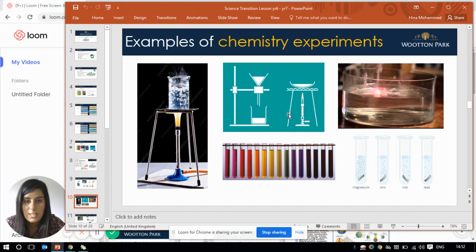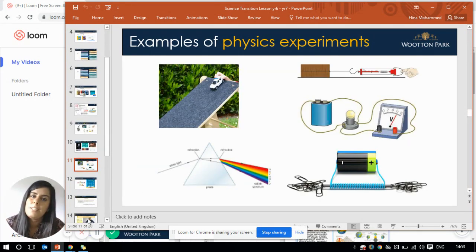We carry out the filtration experiment, look at acids and alkali. We also look at how metals react with water and acids. Again, really exciting. And finally, for physics experiments, we have plenty of forces experiments. So things like objects rolling down a slope. We look at electricity experiments, and we've also got an electromagnets experiment.